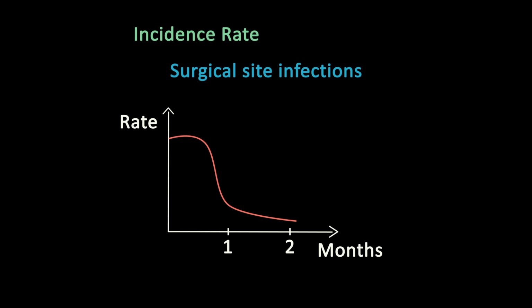curve. Instead, we can calculate 2 incidence rates. The first one is the rate of infection over the first month after surgery, and the second one is the rate of surgical site infection after 1 month of surgery. These 2 numbers will be better than 1 at summarizing the incidence rate of surgical site infection.